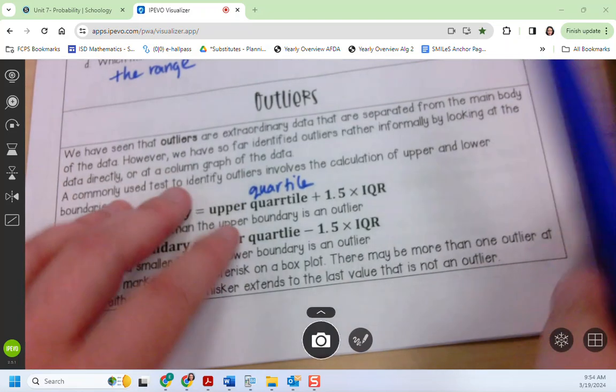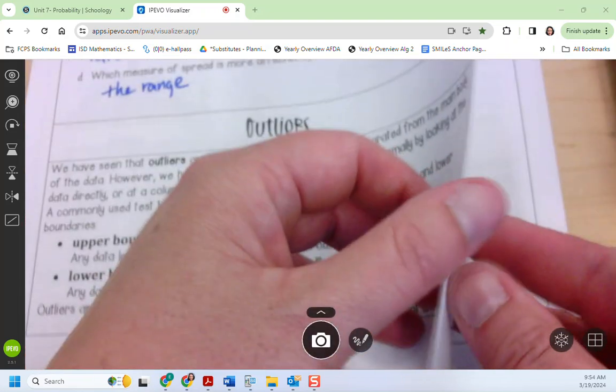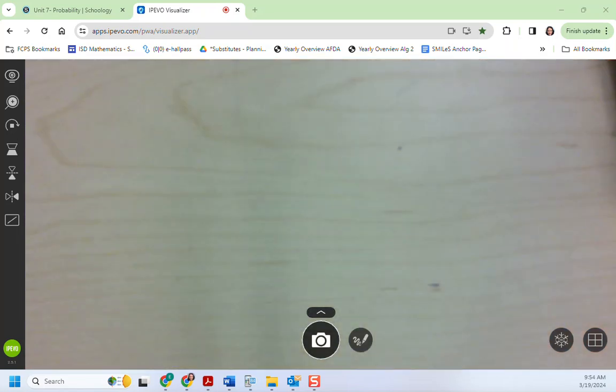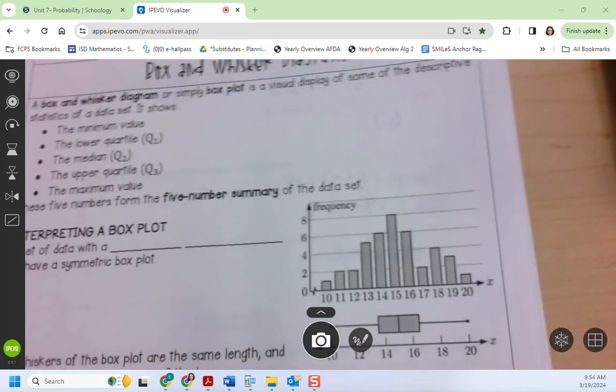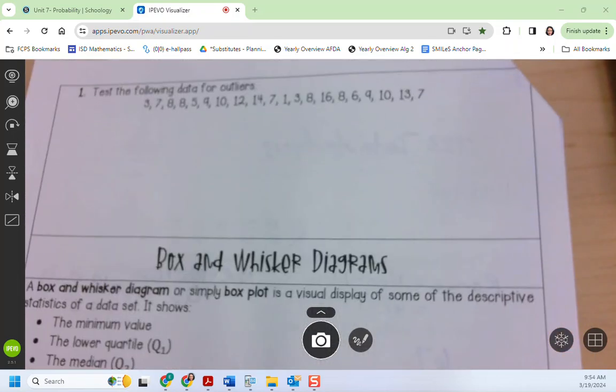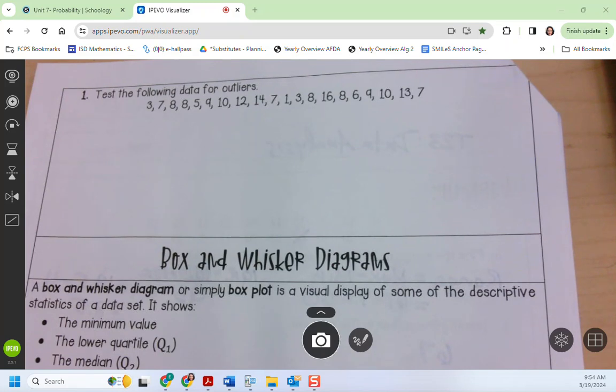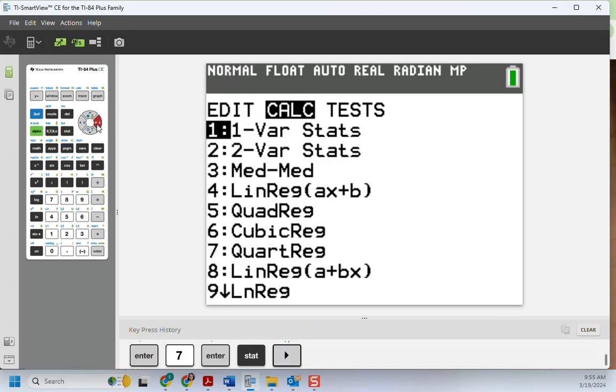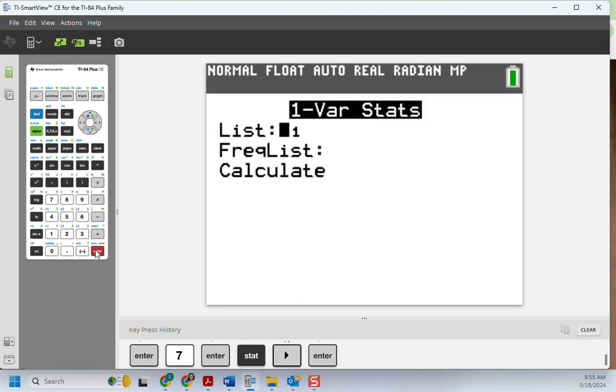All right, the first set of data, we're not even going to draw the box and whiskers plot. We're just going to identify outliers. So let's take a minute and put this data set into the calculators so that we can find our first quartile and our third quartile. All right, so once you have that data in your list, you can go to stat calculate one variable statistics. And I don't have a frequency list, so I'm just going to calculate.